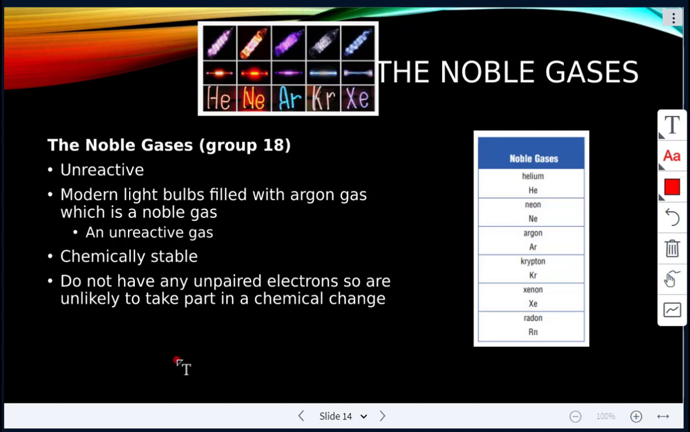Examples of how noble gases are used: modern light bulbs may be filled with argon gas, which is a noble gas, and it's a very unreactive gas. They don't have any of those unpaired electrons, so they are unlikely to take part in a chemical change. Here we have helium, neon, argon, krypton, xenon, and radon.